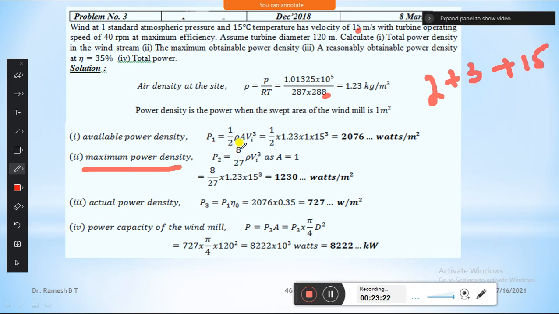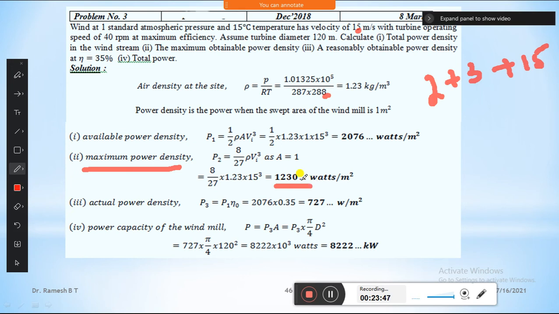Yes, this P2 is equal to 8 by 27, which we already know, times rho Vi cube. Vi means inlet velocity, which is given as 15. Substituting the values, rho is 1.23 and 15 cube, and finally we get 1230 watt per meter square. That is the maximum power we get from that wind turbine, according to Betz's law.